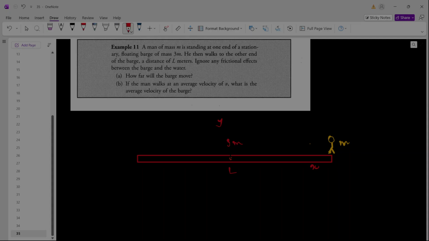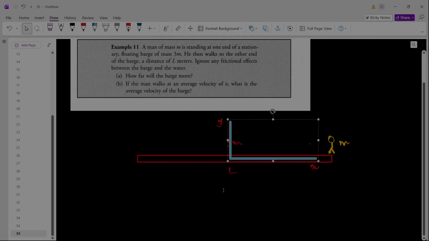So the core concept here is, since no external force is acting on this man and the barge system, the center of mass won't change, right? It won't move, right? And that's the core concept here, right? And let me mark this in a different color so that I can see this.